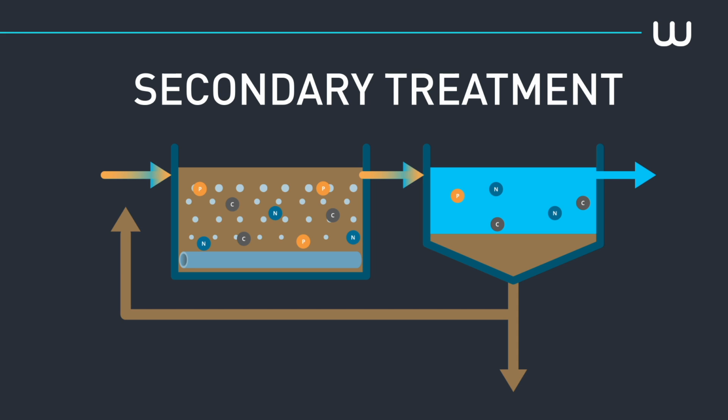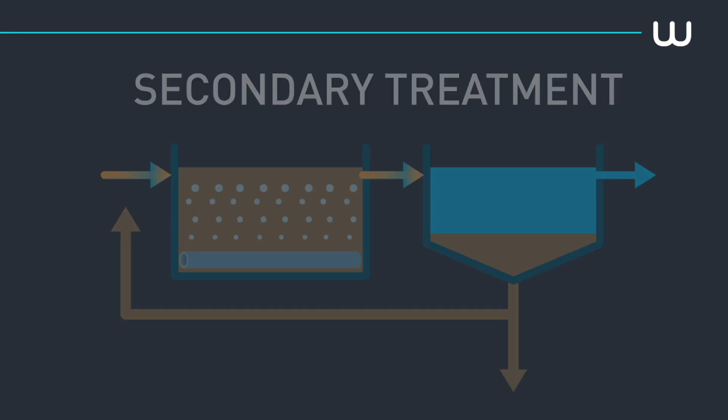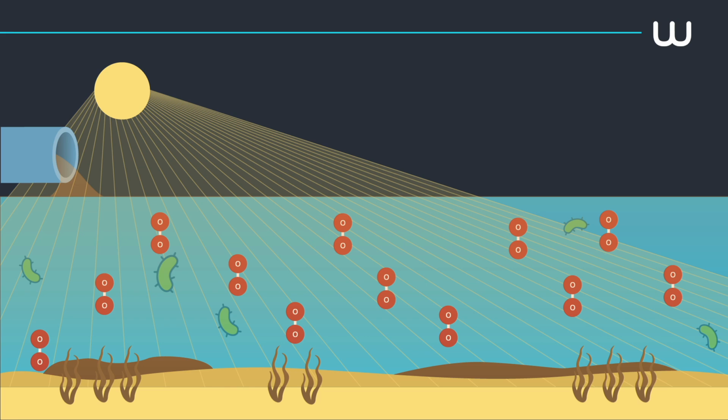The purpose of secondary treatment is to remove biodegradable organic matter containing carbon or nitrogen contained within wastewater. In certain cases, it can also allow a portion of phosphorus pollution to be treated too.